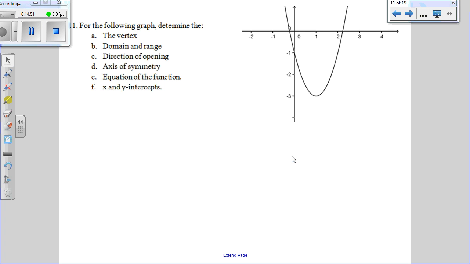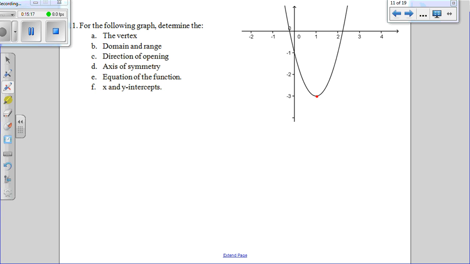We'll go through in order, and we'll do A, B, C, D, E, and F. Eventually we're going to have to create an equation. So, the first part says, where's the vertex? What's the vertex again? What does that mean? Yeah, it's the highest or lowest point that you have. In this case, it would be a lowest point. It would be at 1, -3.